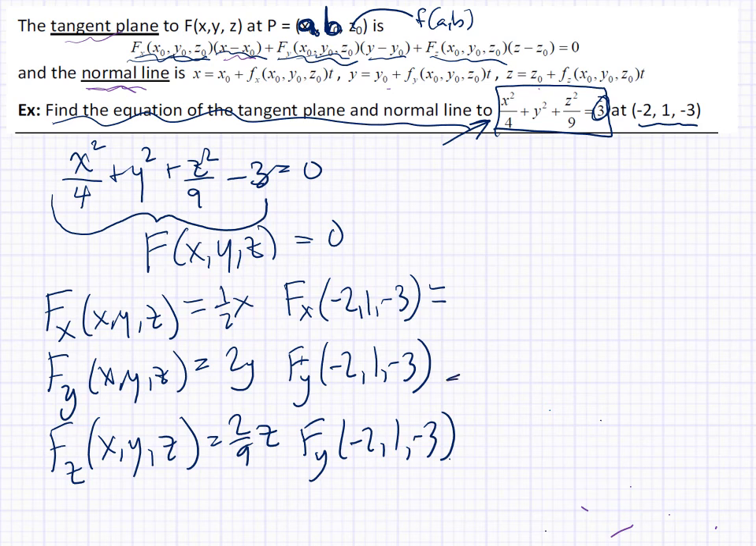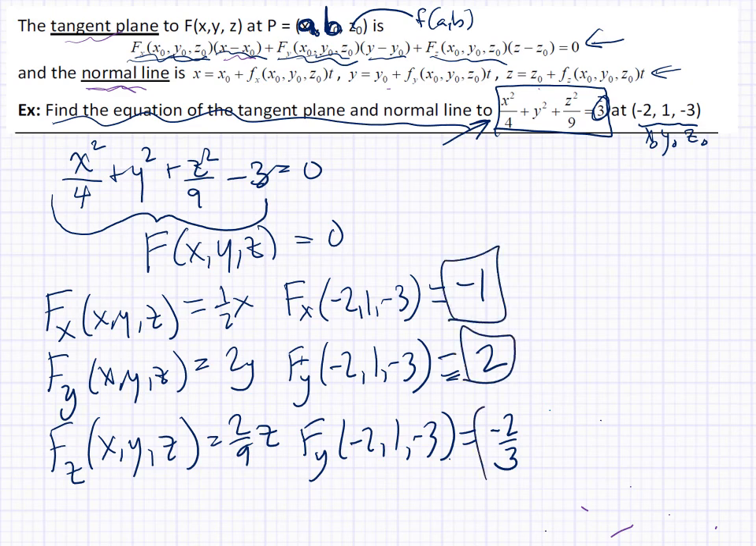In which case, I'm going to get -1, 2, and -6/9, so -2/3. Okay? And then I'm just going to plug them into here and here. So this is my x sub 0, y sub 0, z sub 0. These three pieces are going to go here, here, and here.